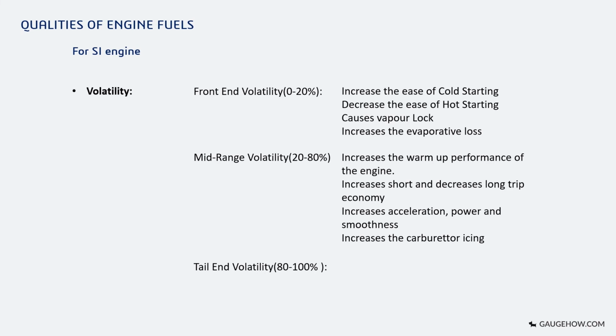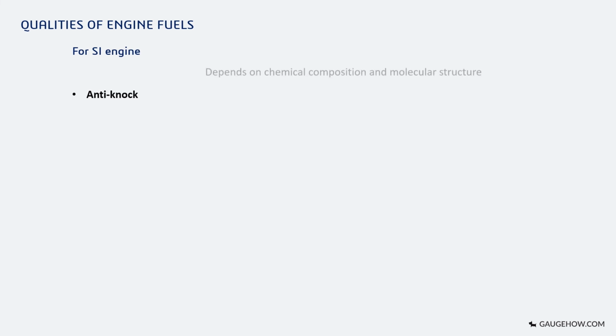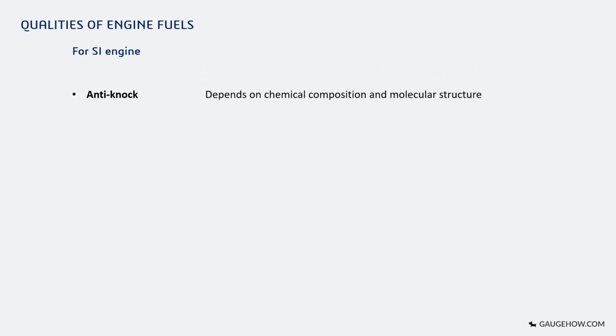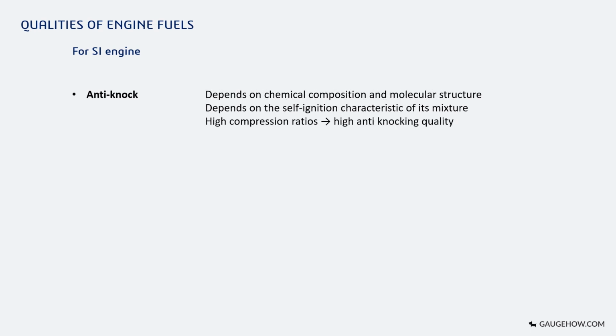Tail end volatility. In this, 80 to 100% of the fuel is burning. This often results in crankcase dilution, that is, some of the fuel accumulates in the crankcase. It also increases the chances of spark plug fouling as the fuel coats the nose of the spark plug and blocks it. Anti-knock quality. This quality depends on chemical composition and molecular structure. The anti-knock property of the fuel depends on self-ignition characteristics of its mixture. High compression ratios can be employed with high anti-knocking quality. So, an SI engine fuel having high anti-knock property is considered to be the best.